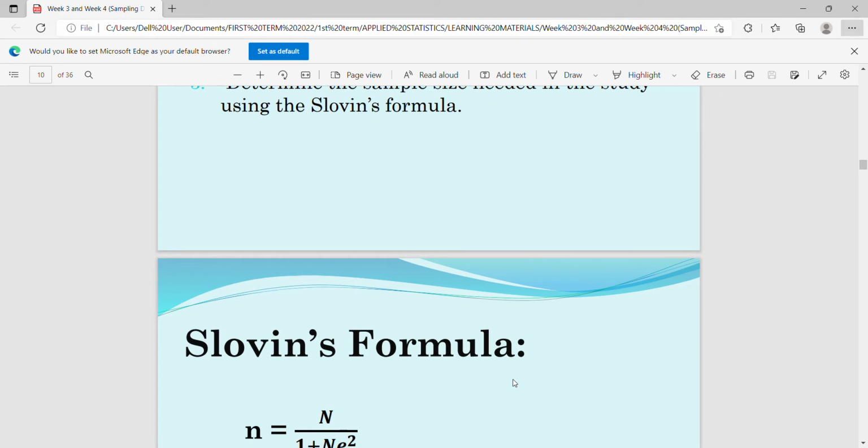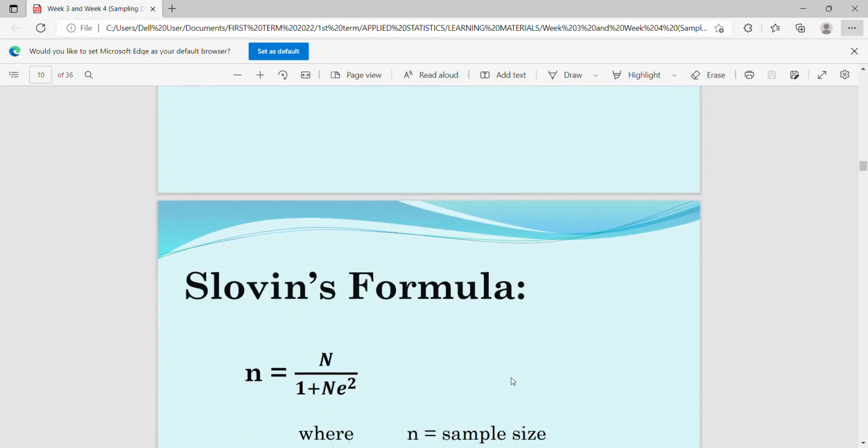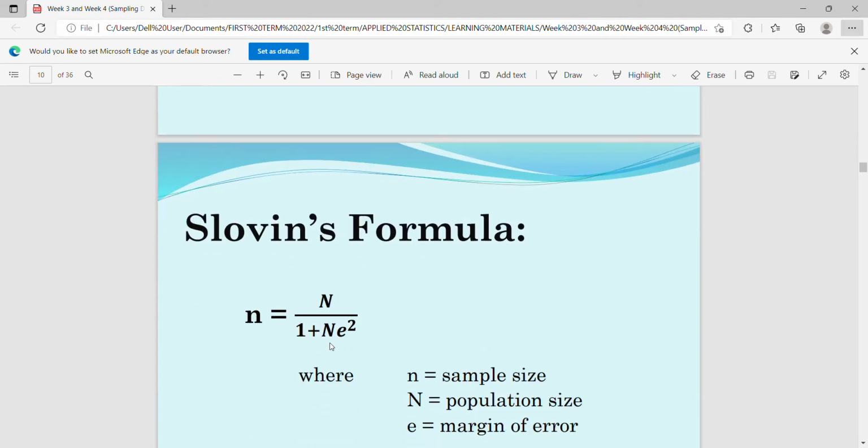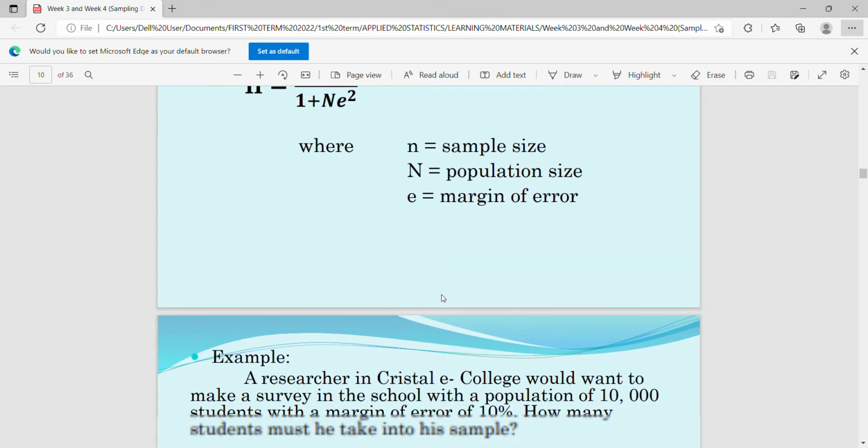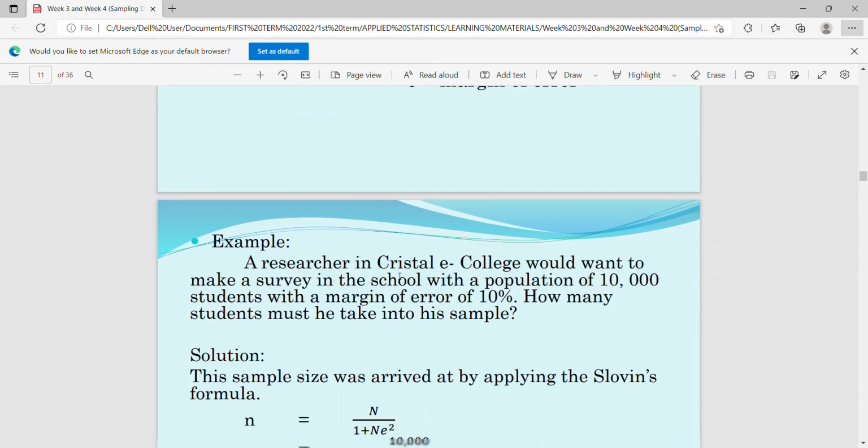When we are talking about Slovin's formula, this is the formula to get the number of desirable sample size, where n stands for the sample size, equals capital N, which is the population size, over 1 plus the population size times the margin of error squared. We're going to apply this formula to this example.